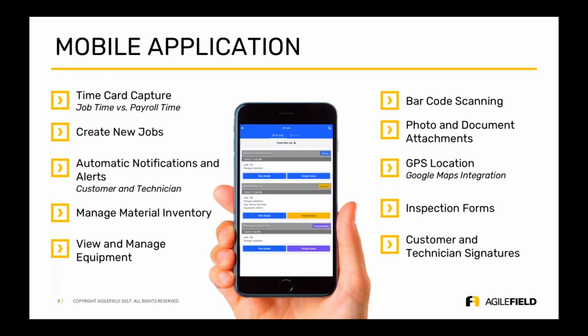AgileField's inspection forms feature is used to create digital versions of any information that should be collected in the field. This eliminates the need for double entry and makes information available from the field in real time. Lastly, techs can easily collect customer signatures and sign off on jobs themselves. These signatures are viewable in the back office, can be used in any custom templates, and will be date and time stamped.